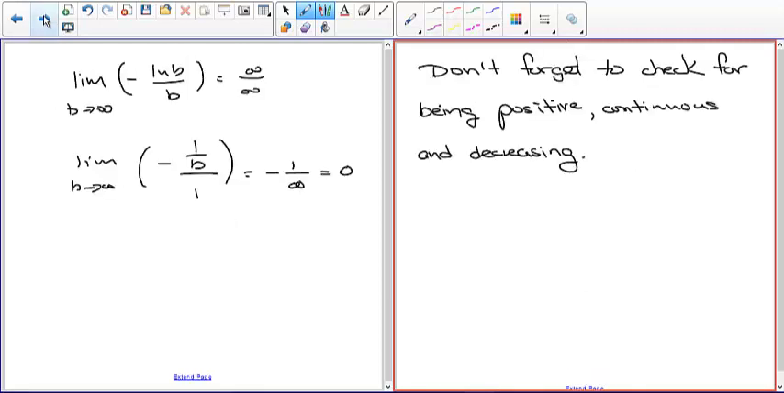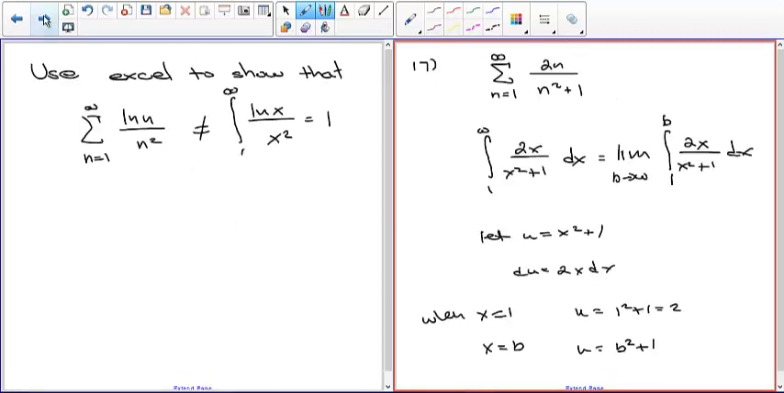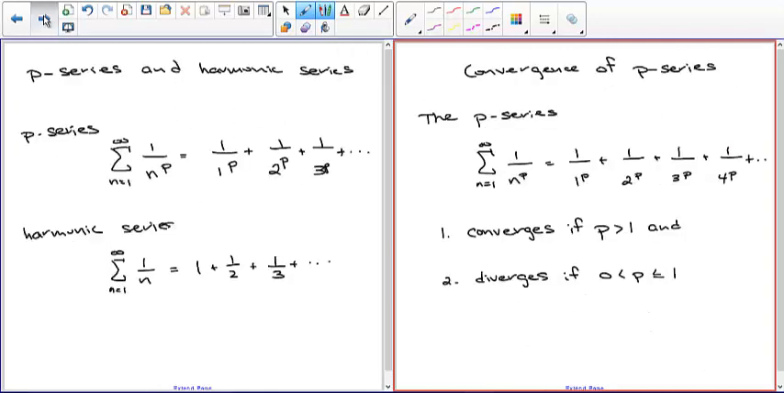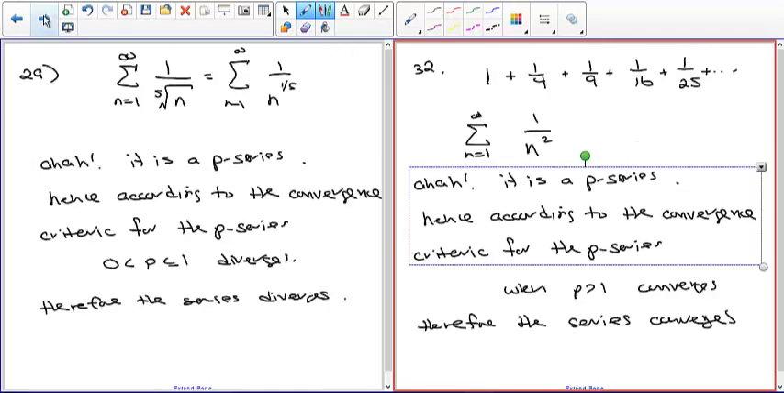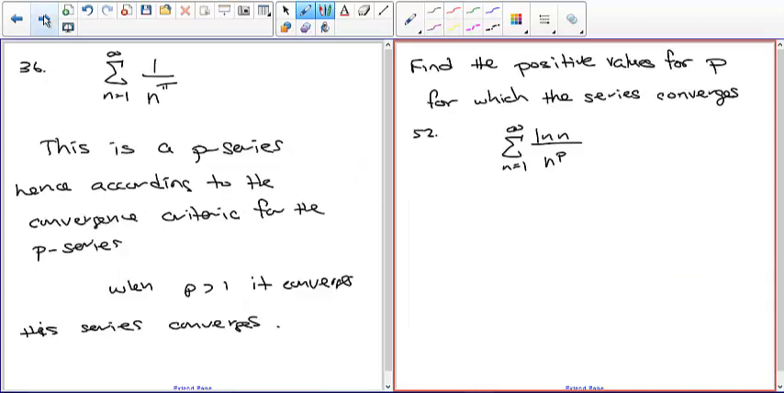And I think what we'd find out is that it's probably the same kind of criteria. If p is greater than 1, it converges, and if p is between 0 and 1, it diverges. But I'm going to skip over that for right now. We're going to move to the next section.